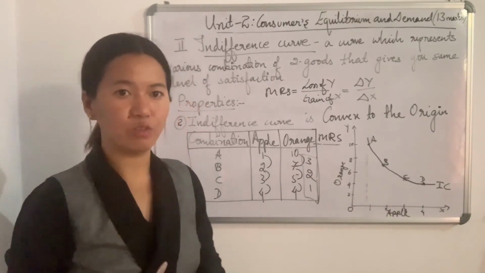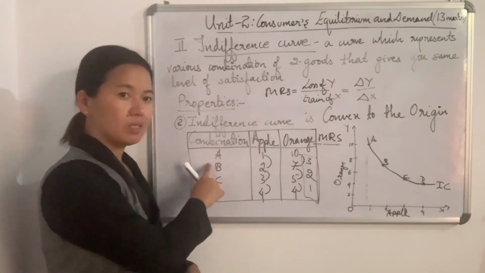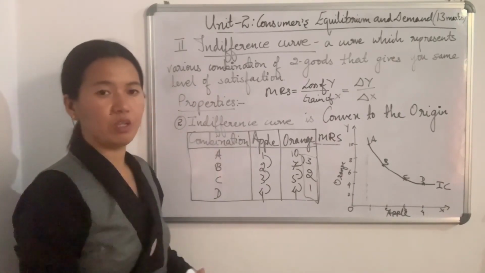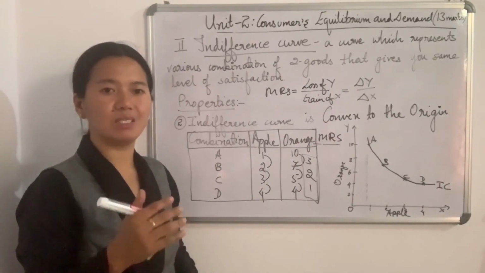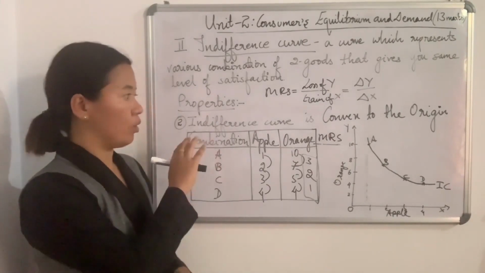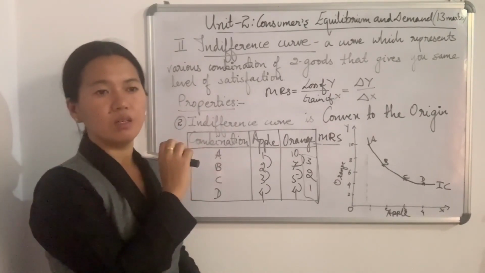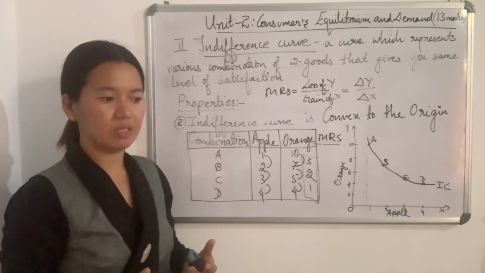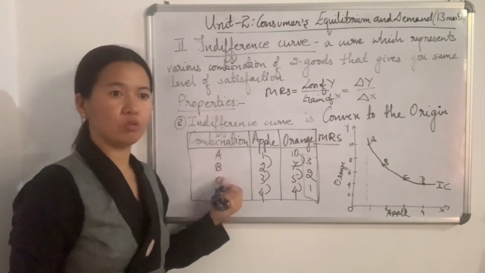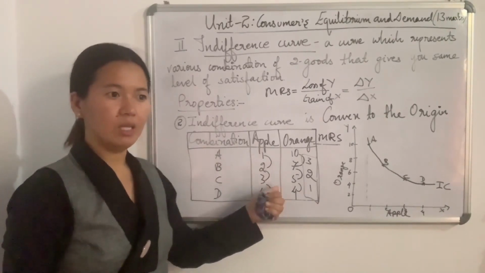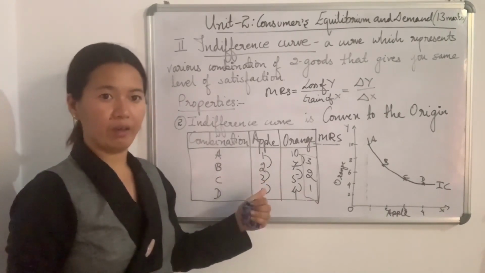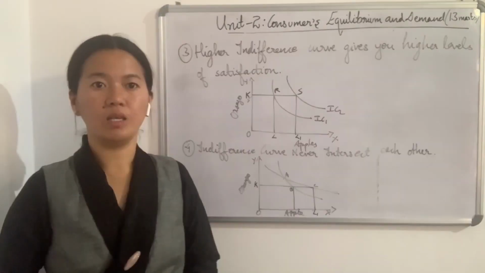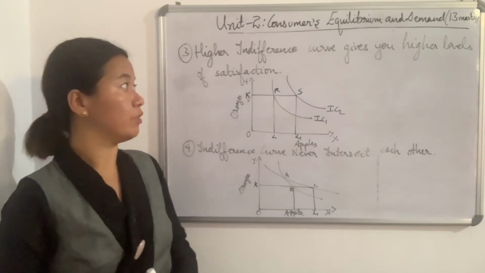And also I would like to add that the set of these combinations A, B, C, D is called the indifference set. The meaning of indifference set comes for 1 mark. So what is the indifference set? It is a set which shows various combinations of two goods that the consumer can have, which offers him the same level of satisfaction.